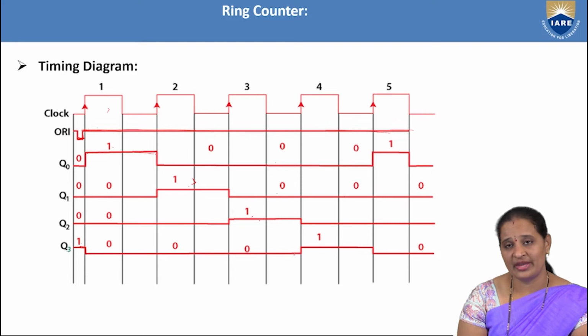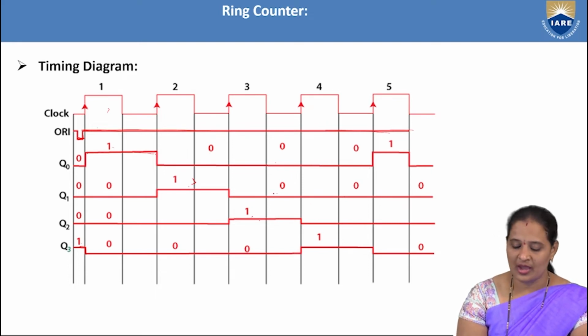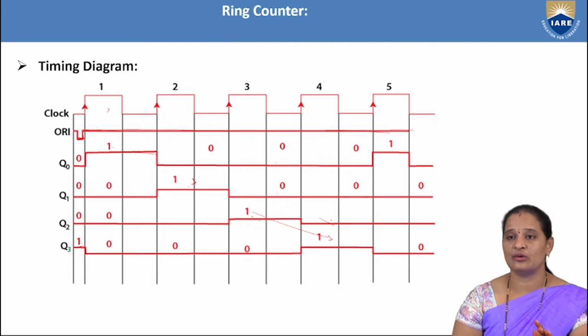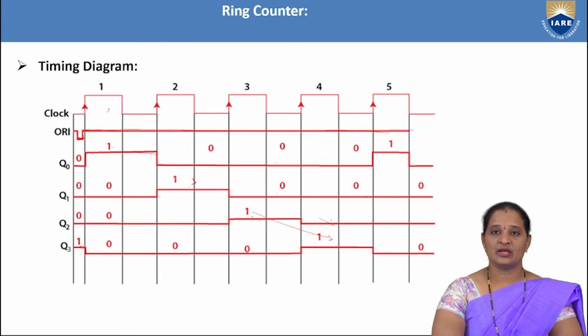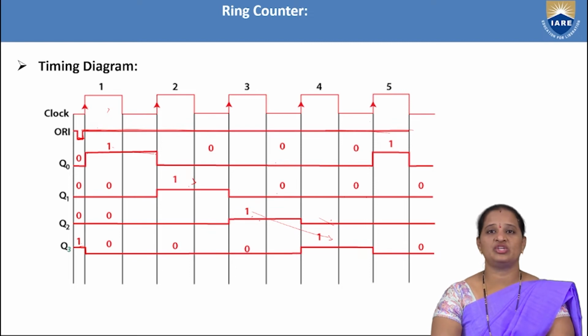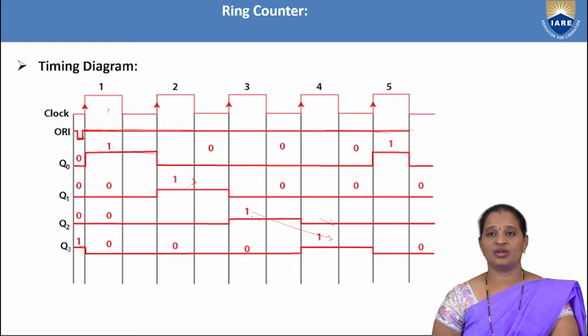Q3 remains 0. Now during the next clock pulse, it remains 0. Now as it is 1, this data will be pushed here, so it becomes 0, whereas this data will be pushed to the next flip-flop, so it becomes 1. And during the next clock pulse, again the same sequence repeats. That means 1, 0, 0. So this is the timing diagram. That is how we can explain the operation of the ring counter using a timing diagram.